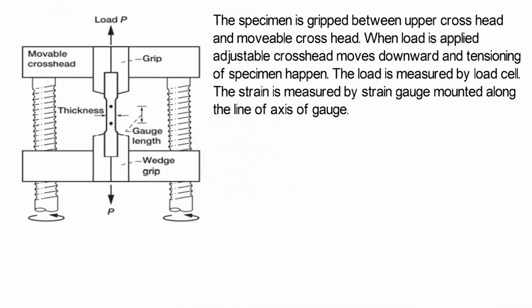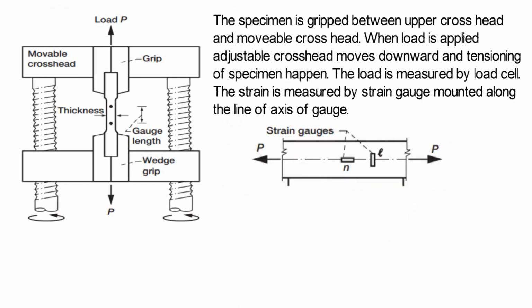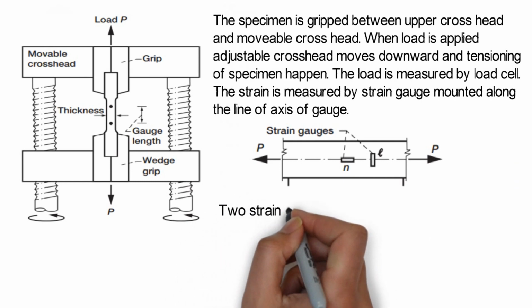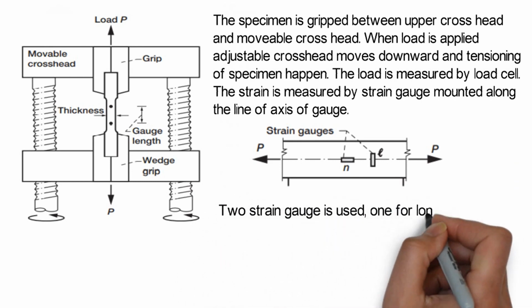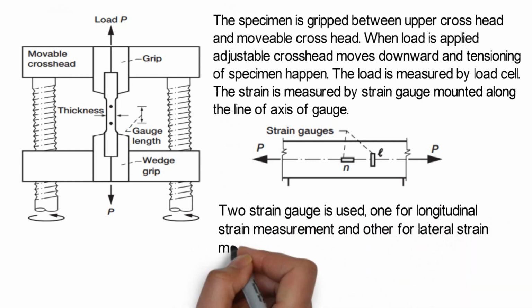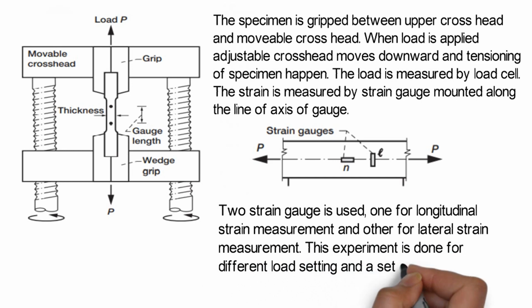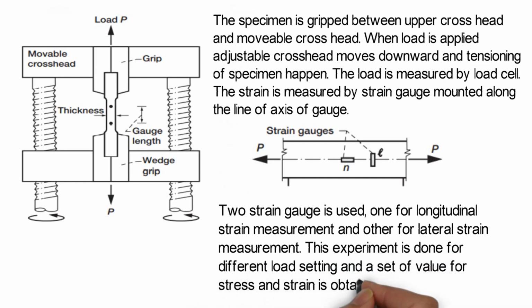The load is measured by a load cell. The strain is measured by a strain gauge mounted along the axis of the gauge length. This is an image of a strain gauge. Two strain gauges are used, one for longitudinal strain measurement and the other for lateral strain measurement. The experiment is done for different load settings and a set of values for stress and strain is obtained.